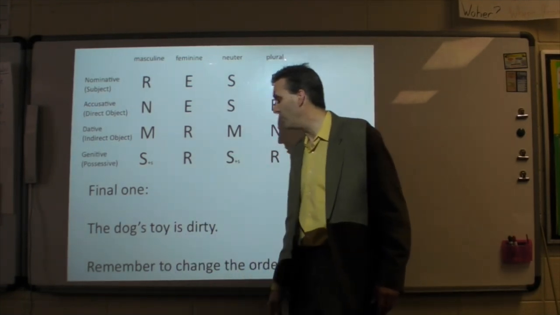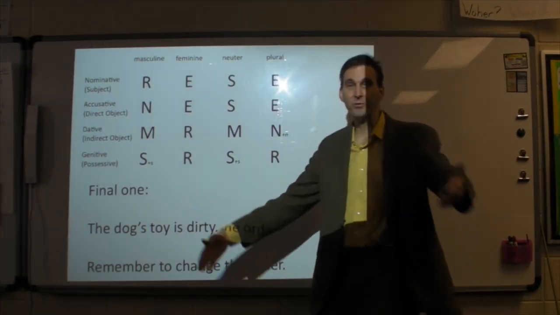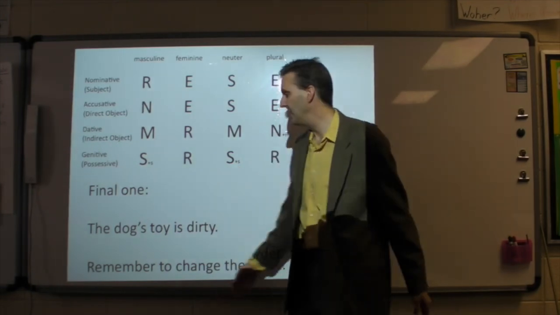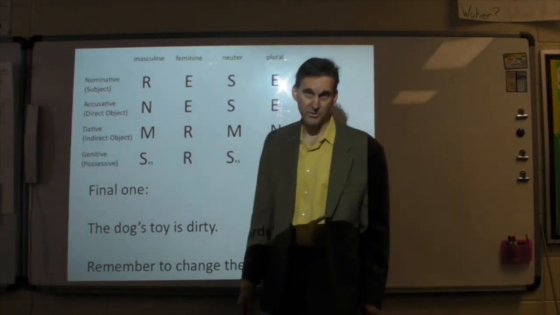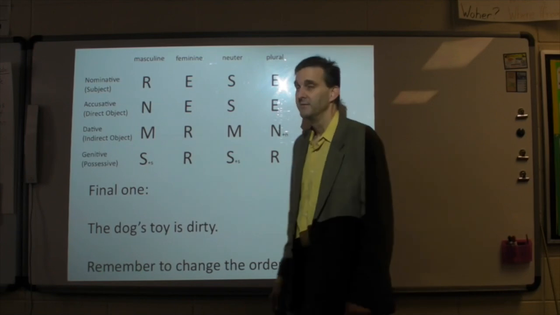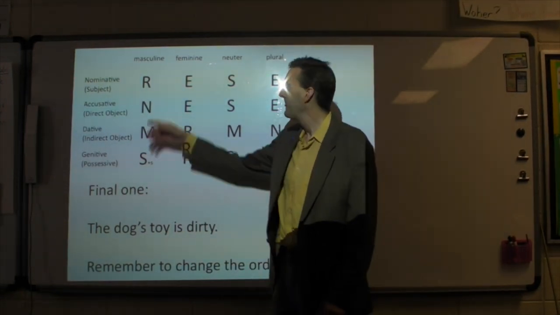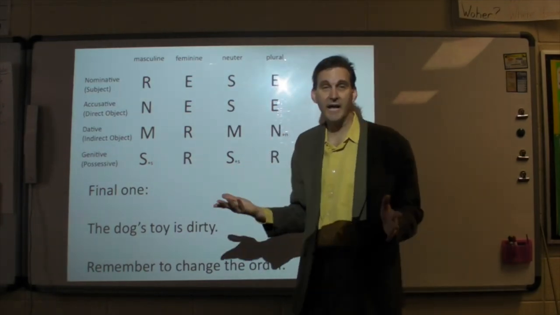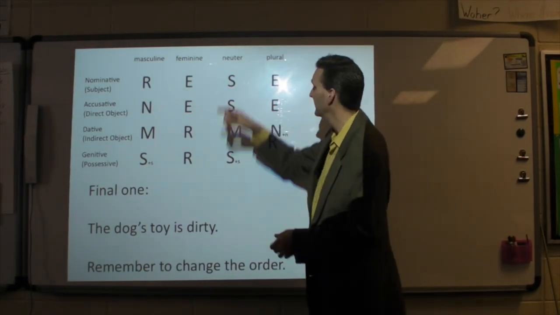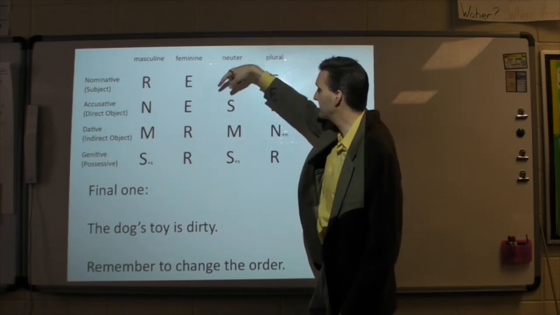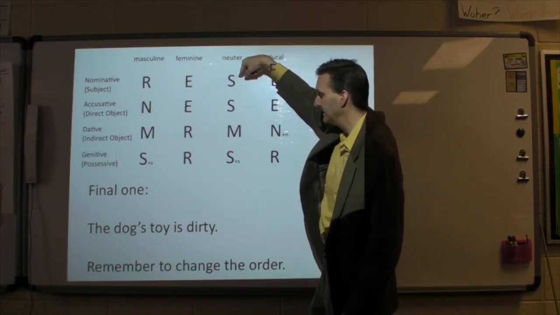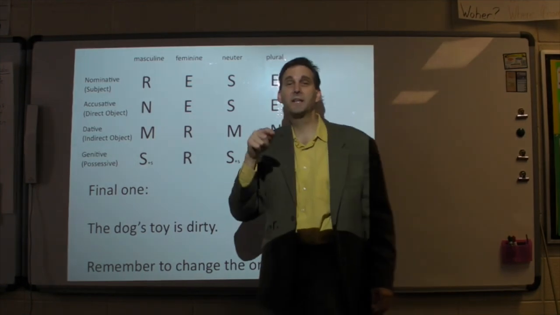So, one last one. The dog's toy is dirty. Remember, we have to switch that around. We need to have the toy of the dog. The toy of the dog. So, Spielzeug. Don't suppose you remember what gender Spielzeug is. Masculine, feminine, neuter, plural. Your guess, hopefully, is neuter. It is neuter, actually. And it's the subject, so das. Das Spielzeug.